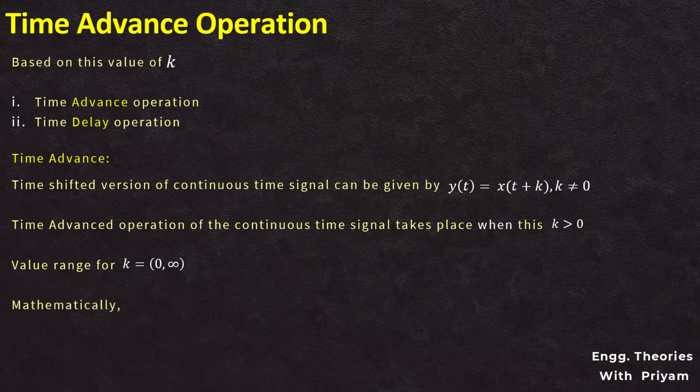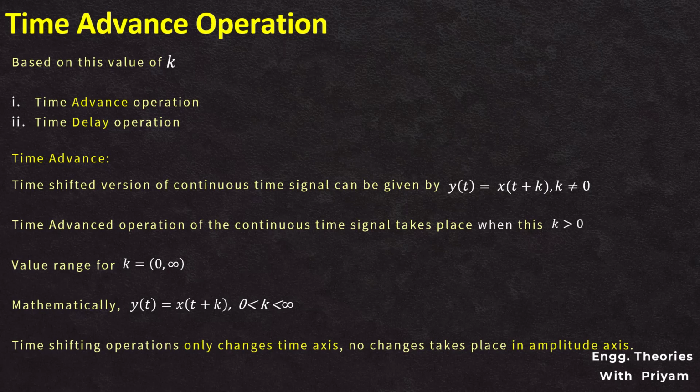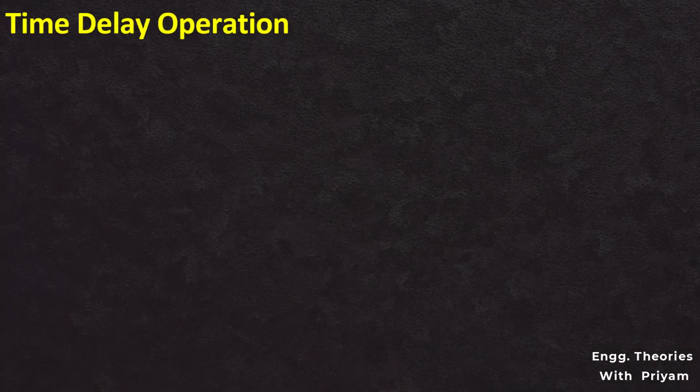Mathematically, this can be shown as y(t) is equal to x of t plus k, where k is in between 0 and infinity. This time shifting operation only changes the time axis, but no changes take place in the amplitude axis. Time delay operation. Again, the time shifted version of the continuous time signal x(t) can be expressed as y(t) is equal to x of t plus k.